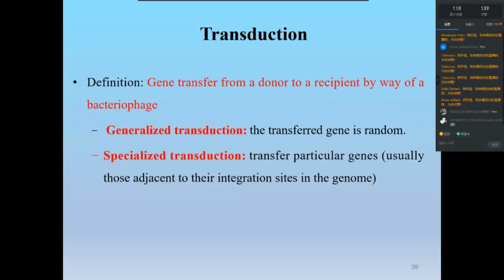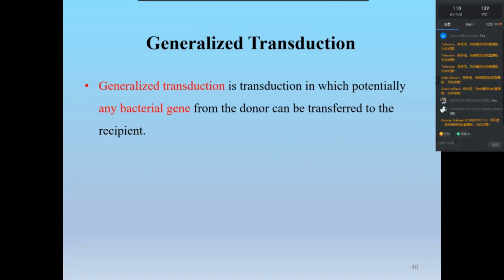Usually this happens when a prophage is formed. You know, last time we learned that when the prophage is formed, the phage DNA or phage genome is inserted into the bacterial genome. So the adjacent sequences or genes of the prophage can be transferred, the neighbor genes of the prophage. Okay, let's watch the procedure of generalized transduction first.